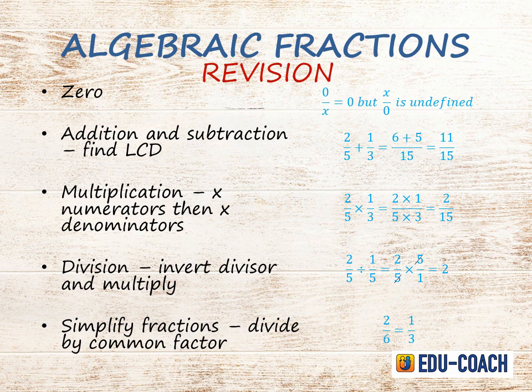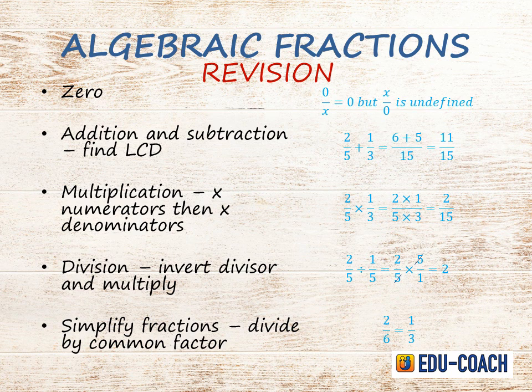Next, let's look at addition and subtraction of common fractions. As you can see in this example, if the denominators are not the same, we find the lowest common denominator, which in this case is 15, so our answer becomes 11 over 15.